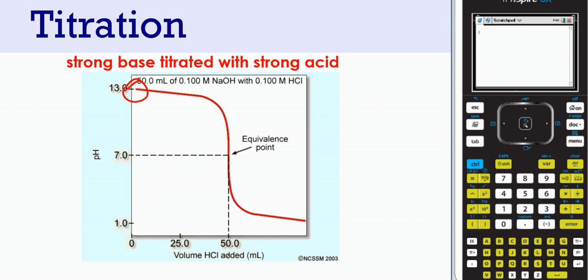Since this is done left to right by volume added, you should always be able to determine that this is a base being titrated by an acid, okay? So please keep that in mind. It's written literally: a strong base titrated with a strong acid.